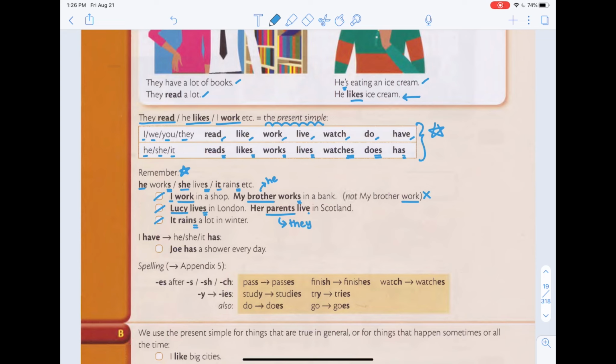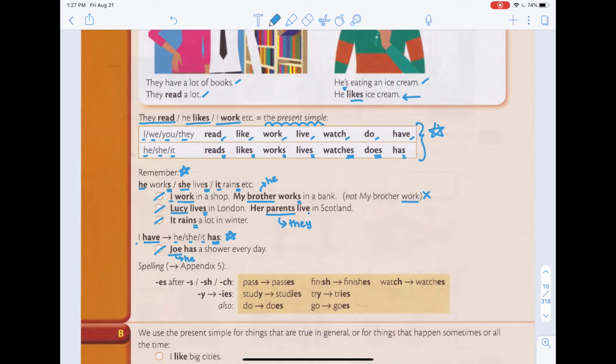And then if you're talking about something that you have, you will say I have, he, she, it has. This one you also have to remember. All right, so let's look at this example. Over here, Joe is a he. Joe has a shower every day.